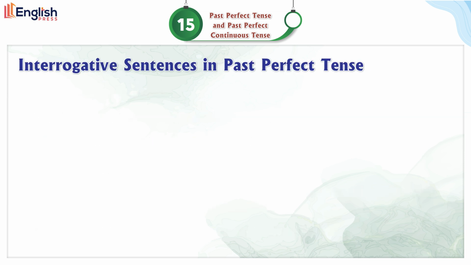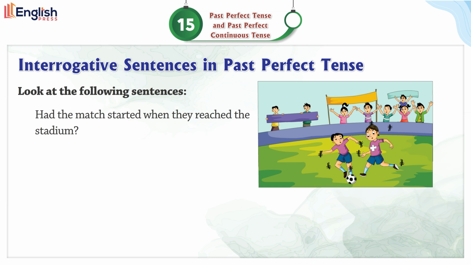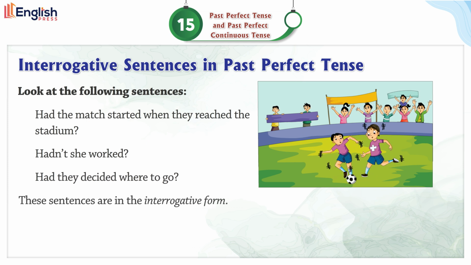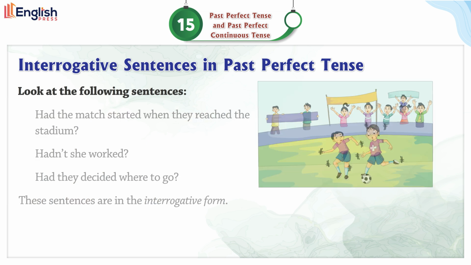Interrogative sentences in past perfect tense. Look at the following sentences. Had the match started when they reached the stadium? Hadn't she worked? Had they decided where to go? These sentences are in the interrogative form.